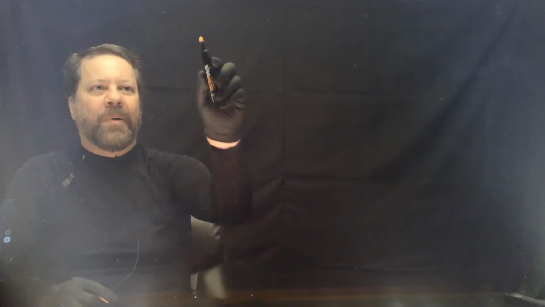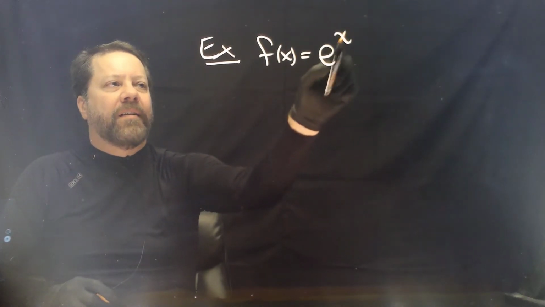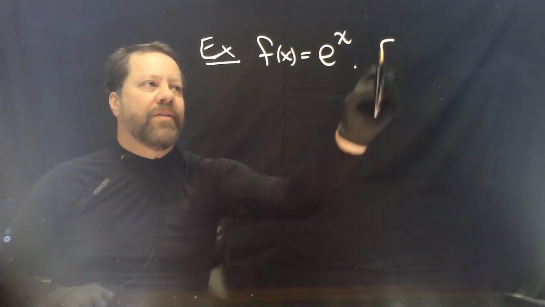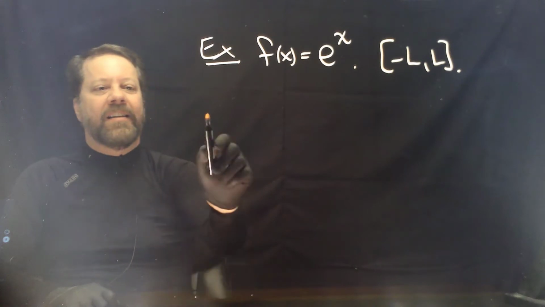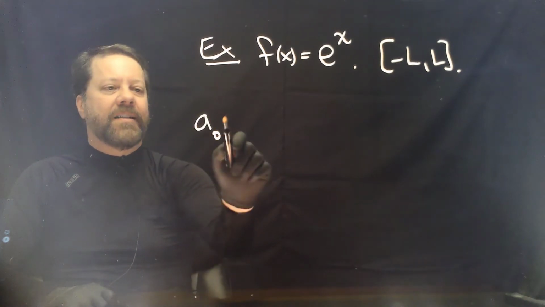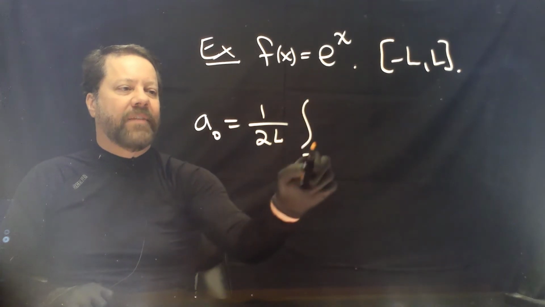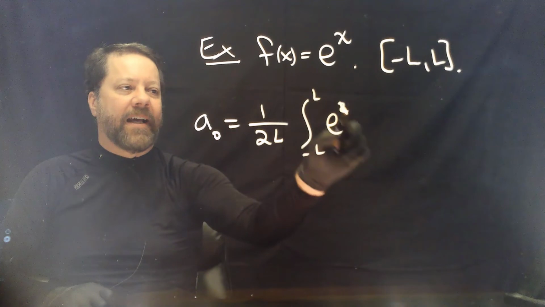Let's do an example. Suppose my function is e to the power of x, restricted to the interval minus L to L. The constant a naught is 1 over 2L, integral from minus L to L, of 1 times e to the x.